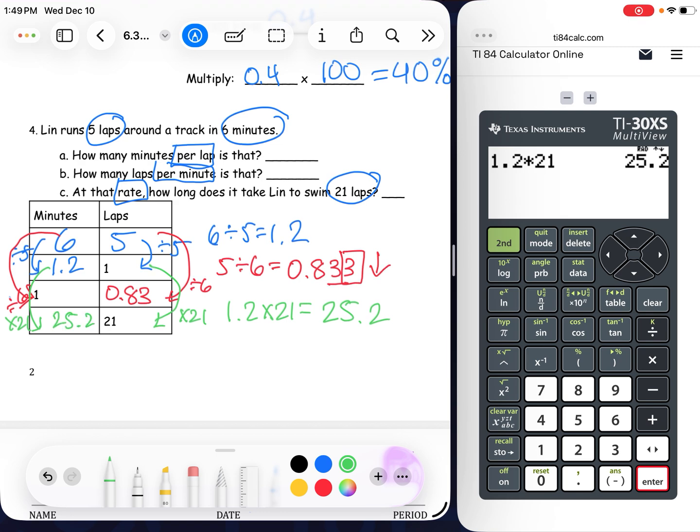Great. Let's make sure that we have all of our answers. So how many minutes per lap is that? Minutes per 1 lap? 1.2 minutes per 1 lap. And now how many laps per minute? Per 1 minute, 3 laps. And finally, how long does it take to swim 21 laps? 25.2 minutes. Fantastic.